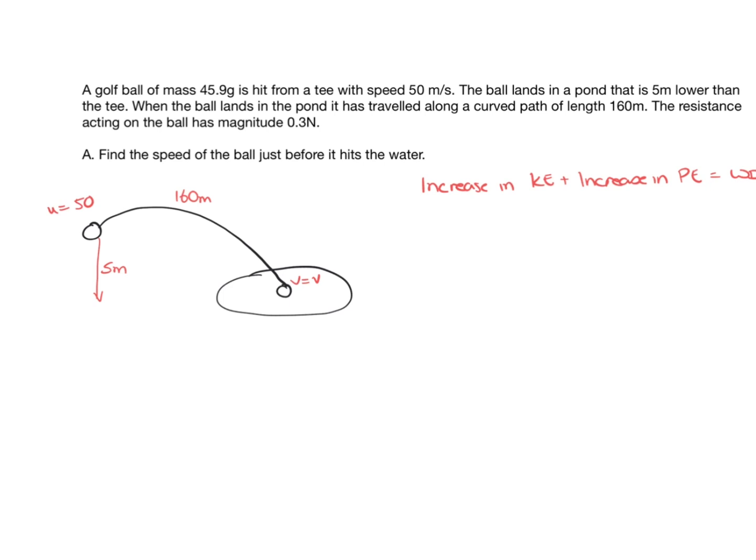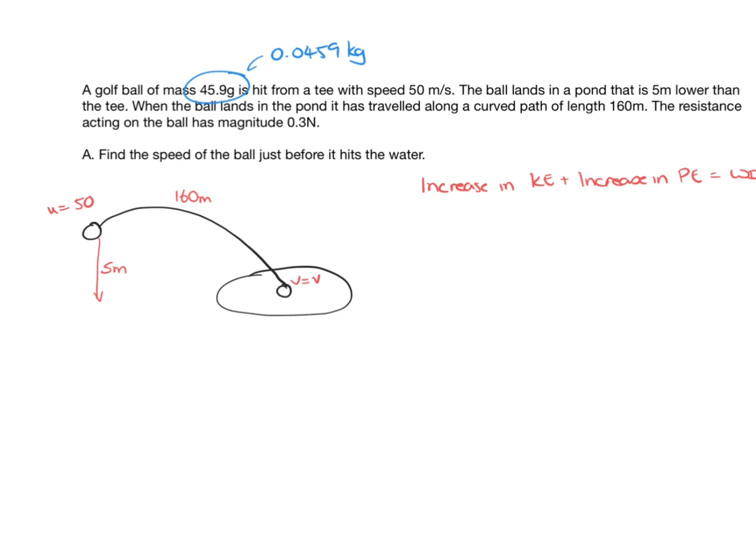Now, the first thing I notice in this question is that we've been given the mass of the golf ball, but it's in grams. So we're going to start by converting that to kilograms. So that's 0.0459 kilograms. For this question, we're going to need to use increase in kinetic energy plus the increase in potential energy is equal to the work done.